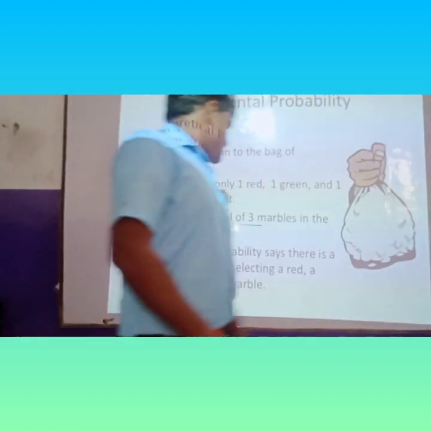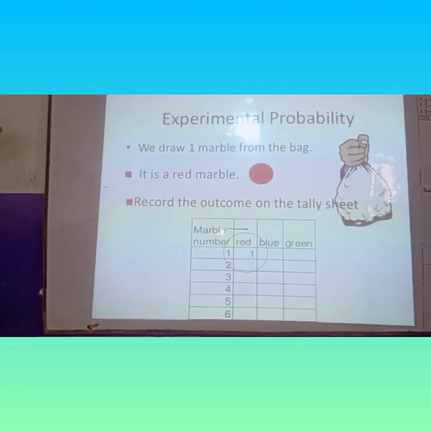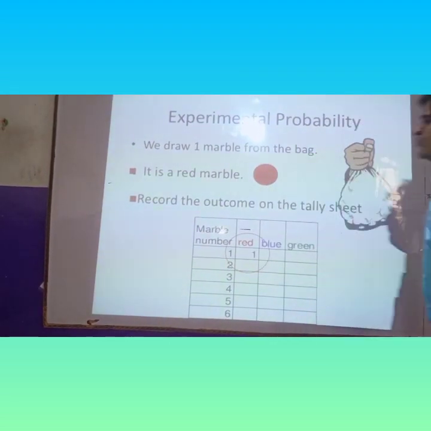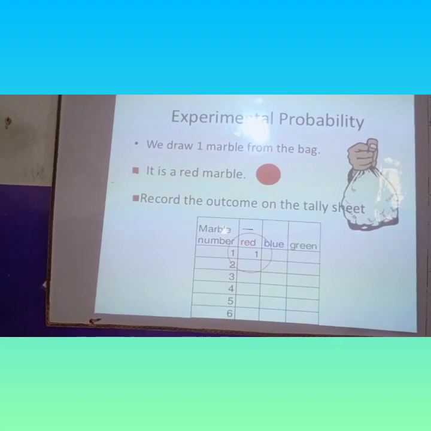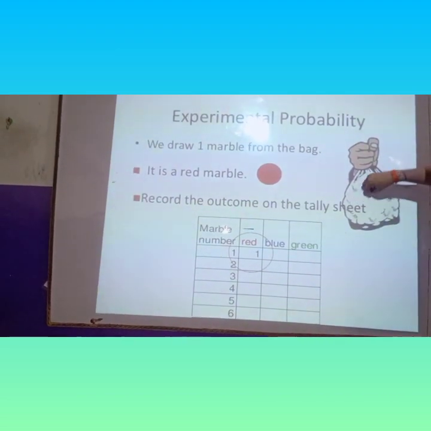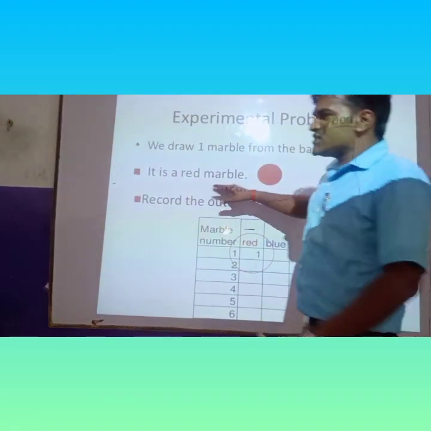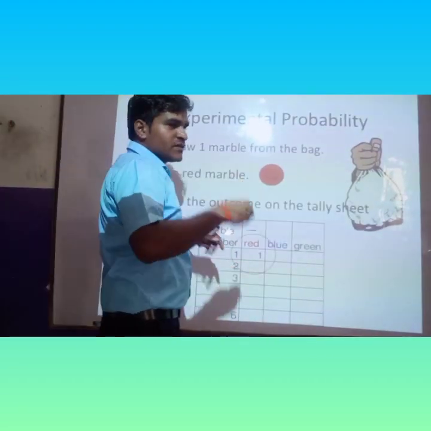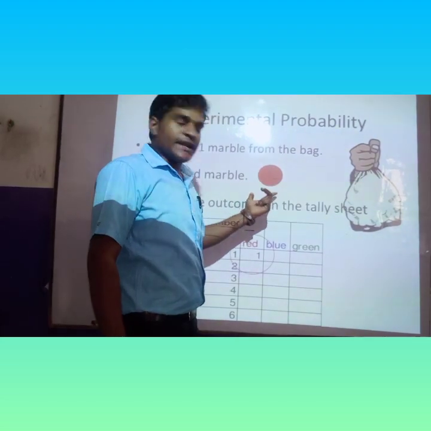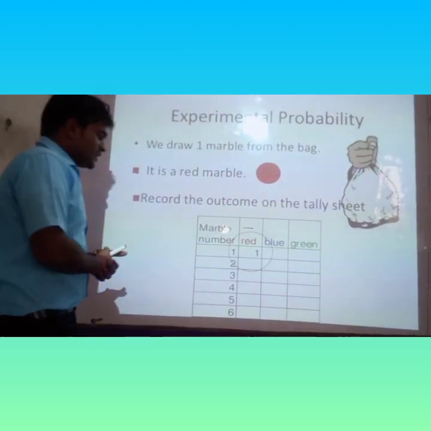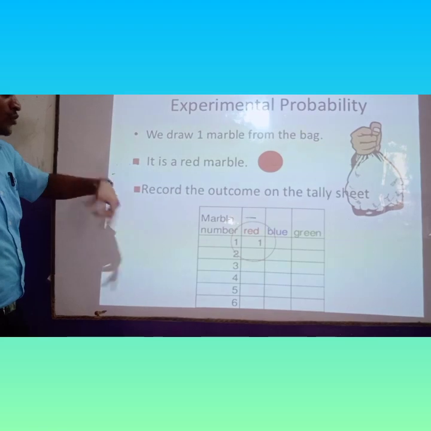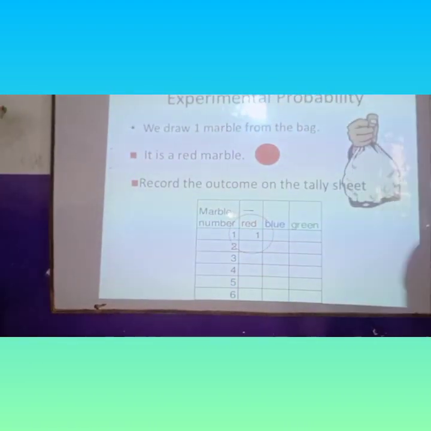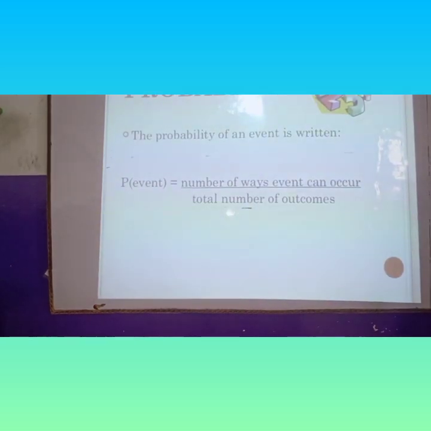Okay, so children, in experimental probability, what will we do? We will draw one marble from the bag. So suppose it is a red marble. When we draw one marble from the bag, this is a red marble. If it is a red marble, children, what outcomes do we get? We get one red marble.